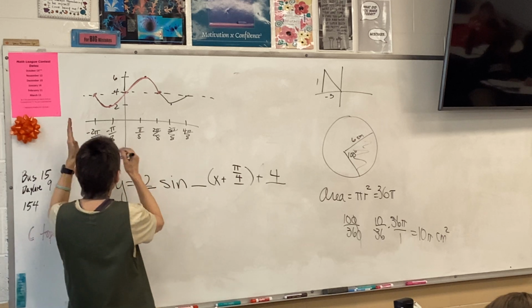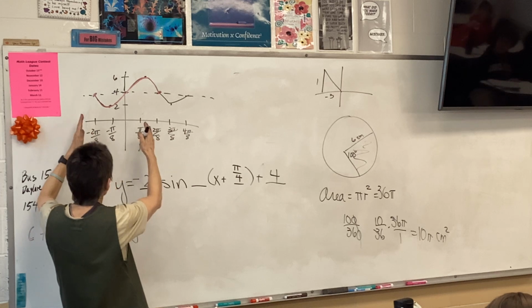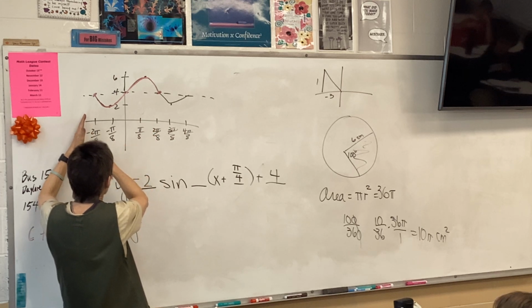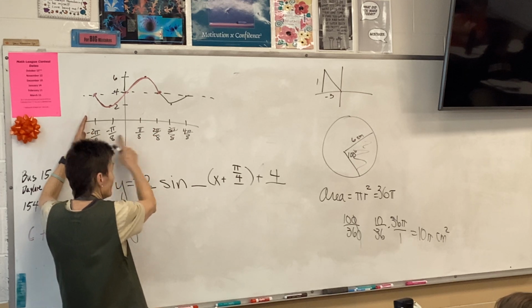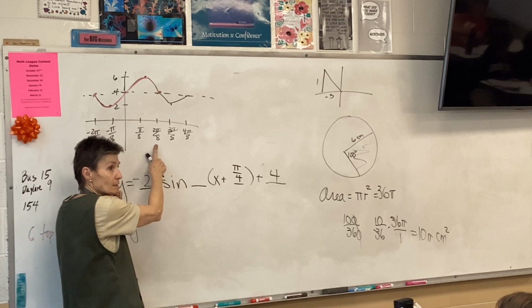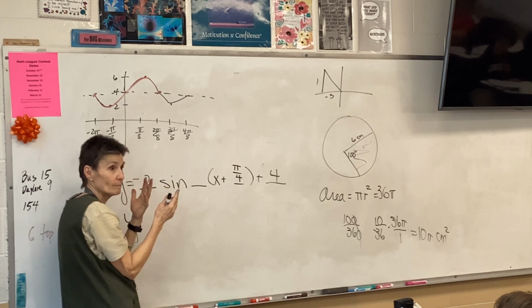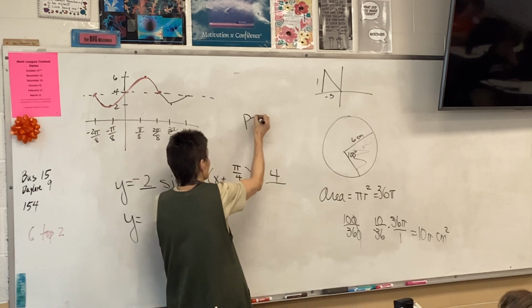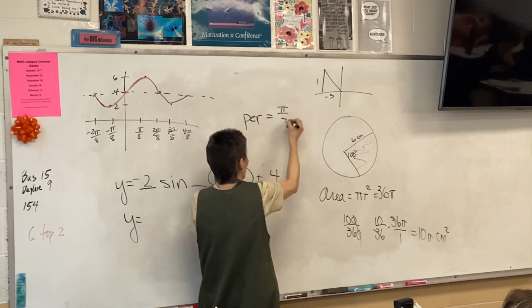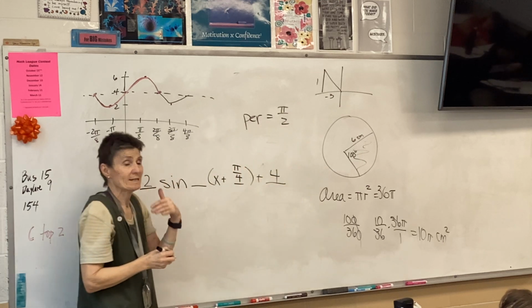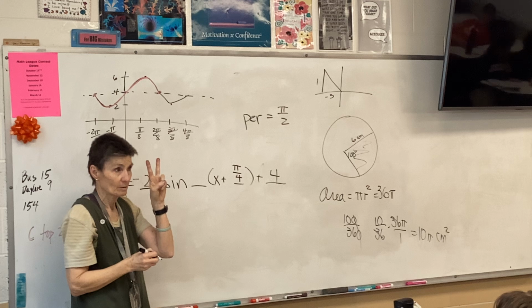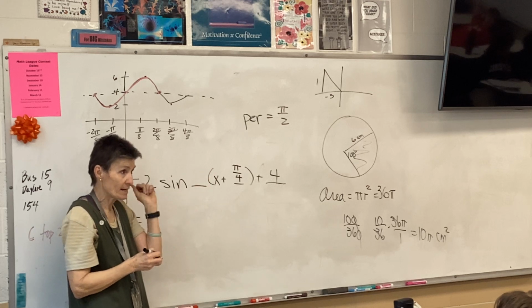Now, the red part that I have graphed stops at 2 pi over 8. It goes from negative 2 over 8 to positive 2 over 8, which is a distance of 4 over 8, or pi over 2. So the period of the picture is pi over 2. What's it supposed to be? 2 pi. Sines are 2 pi.